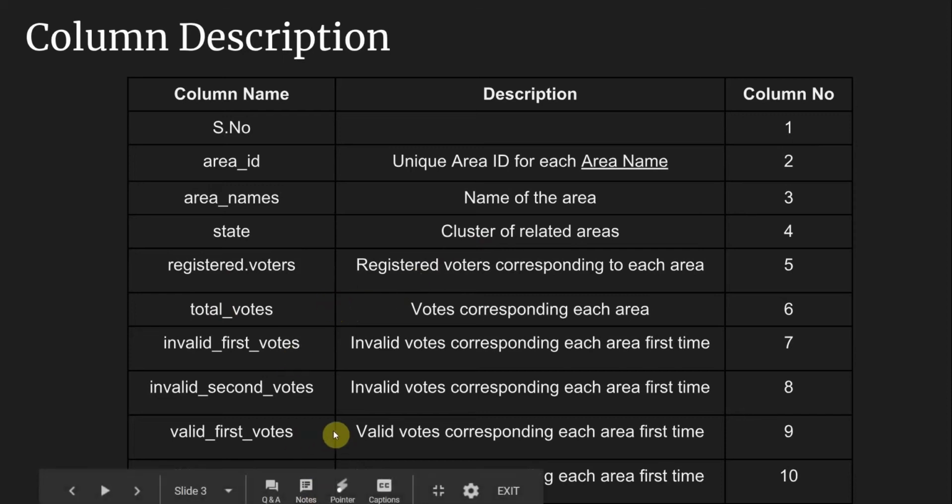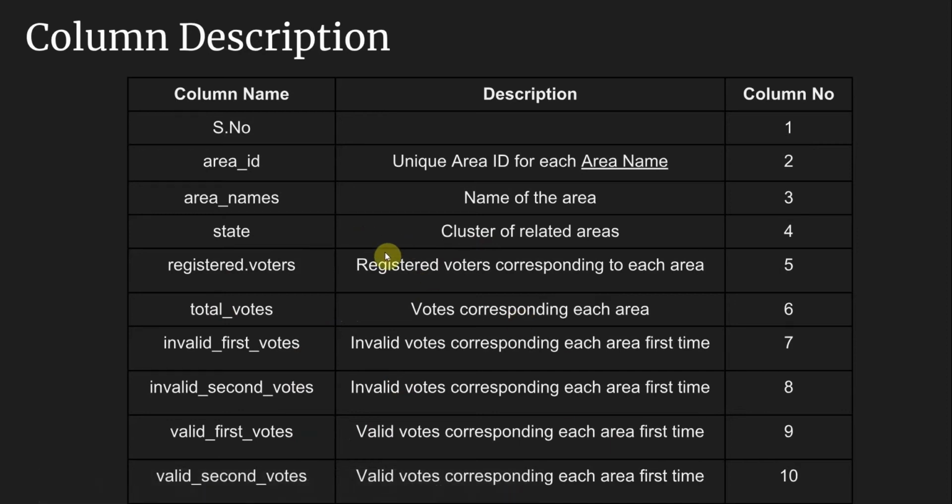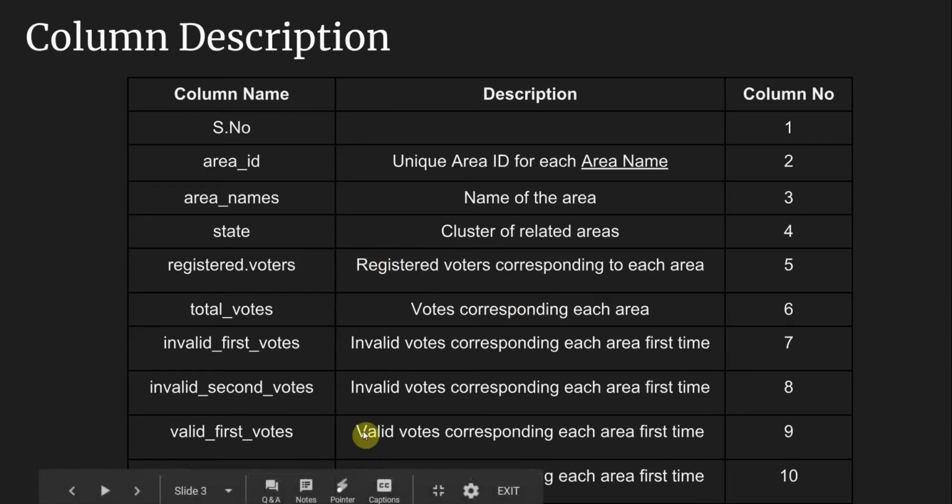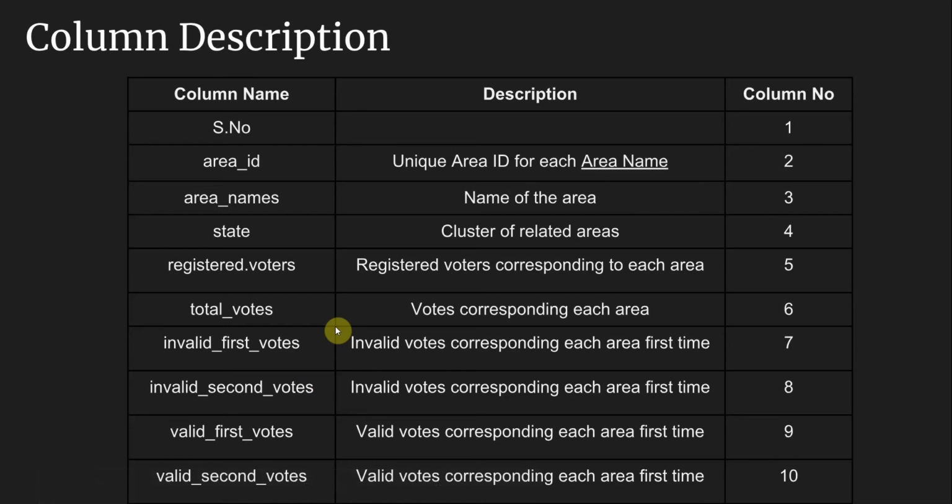And here are the invalid and valid first votes, which means there are two votes cast. Valid means the votes which are considered, and invalid means that people who are not eligible have voted, or the vote has not been considered if it is repetitive.